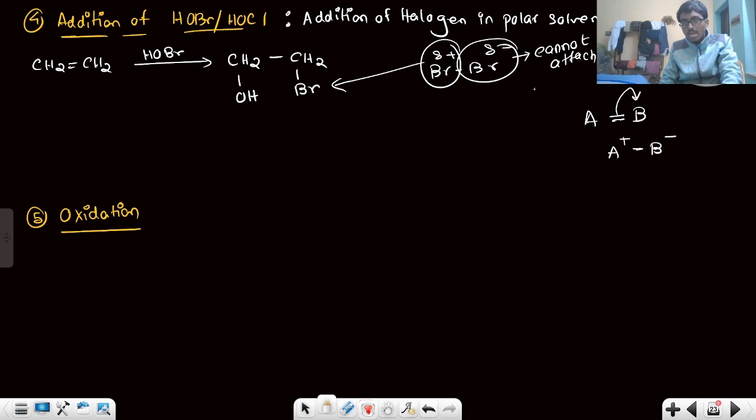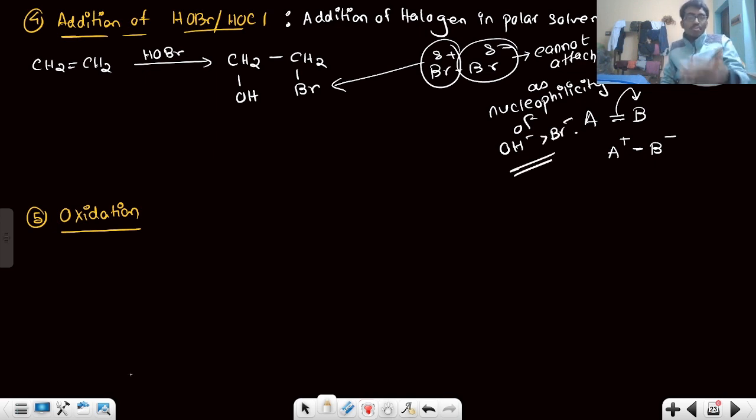Why can it not attach? As nucleophilicity of OH minus is greater than Br minus. Clear? Nucleophilicity is the rate of giving electrons. Nucleophile does what? Gives electrons. So nucleophilicity is giving electrons. OH minus can give more electrons than Br minus. Readily it can give electrons. That is why instead of Br minus, OH minus is coming and entering. Clear? So one Br and one OH. This is the basic thing of polar solvent. In presence of polar solvent, this is the only change that happens.